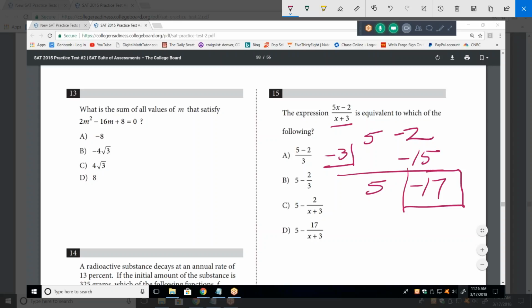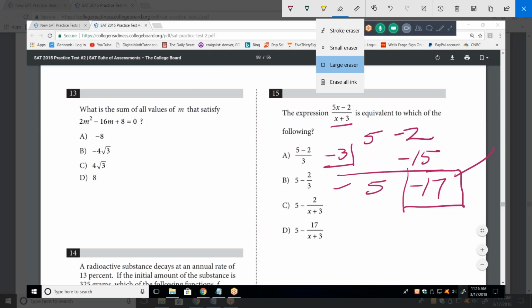So synthetic division would also give you the answer really quickly. That would mean the answer would be 5 minus 17 over x plus 3. The problem is that synthetic division, if you haven't done it for a while, you don't want to use it if you're not sure. In other words, you would have to be completely sure as to whether you put a positive 3 or a negative 3 inside the box.